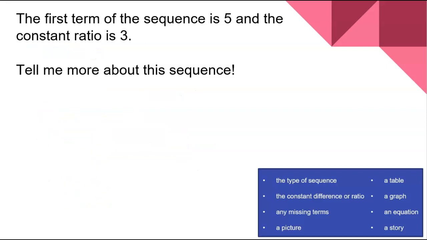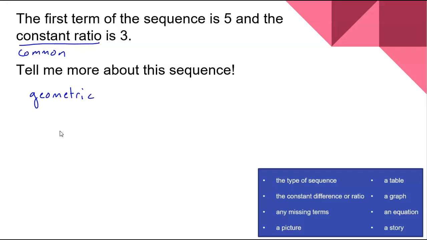The first term of the sequence is 5, and the constant ratio is 3. Pause the video. Write down everything you know about this sequence. Okay, so let's see. It has a constant ratio. Once again, this should be common. Some people will use those terms interchangeably. You might see that from time to time. A constant ratio is the same thing as the common ratio. So since it has a common ratio, we know it is a geometric sequence. It's going to be multiplying at each step.